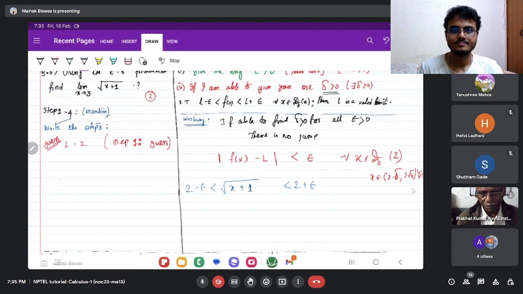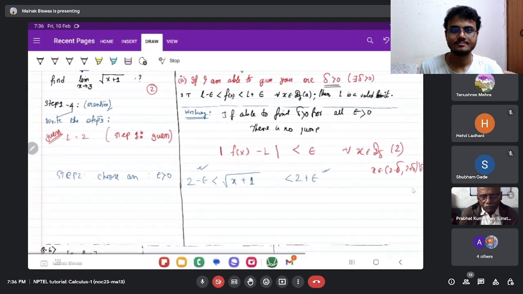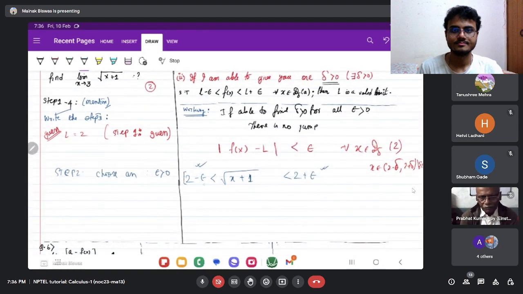Step 2 would be to choose an epsilon. Why we can't do the opposite is here. So you choose an epsilon greater than 0, any arbitrary epsilon that I choose. So this equation is valid then for that. If this is true, right? For the limit to exist, this must be true. And we need to find delta for which this is true. That's the idea. So let's see.